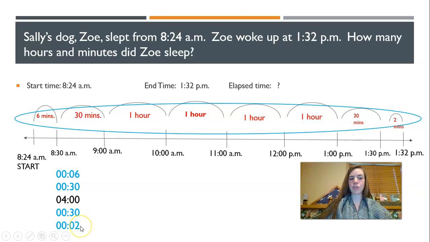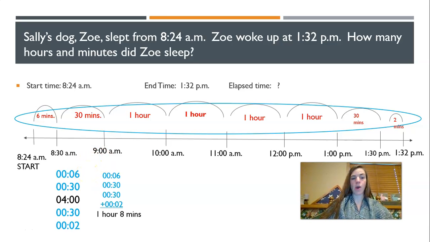30 minutes and 2 minutes. So now I'm going to pull my minutes together, add them together, and maybe I'm going to see if I have enough minutes to make another hour. So let's see. 6 minutes plus 30 plus 30 plus 2. Ooh, and I can definitely see those 2:30s will make a nice hour. And then I have those 6 and the 2 left.